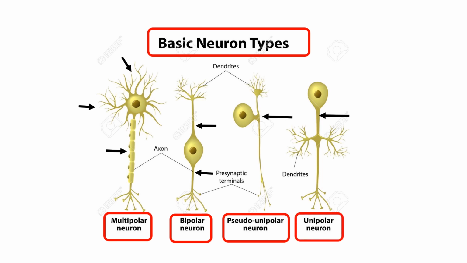Then we go to the last neuron to your right, and we can see that this cell body is going to give one process coming out, and then this process, as it comes out, it is called unipolar neuron.